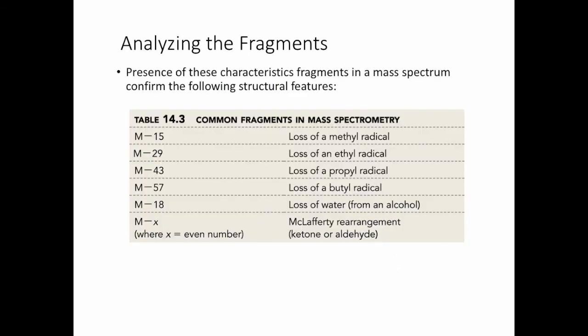This table shows the common fragments lost in mass spec. So 15 corresponds to a methyl radical, 15 is CH3, a carbon plus 3 H's, 29 is ethyl, 43 is propyl, 57 is butyl, 18 indicates that you lost water, and M minus X, where X is an even number, is indicative of a McLafferty rearrangement.